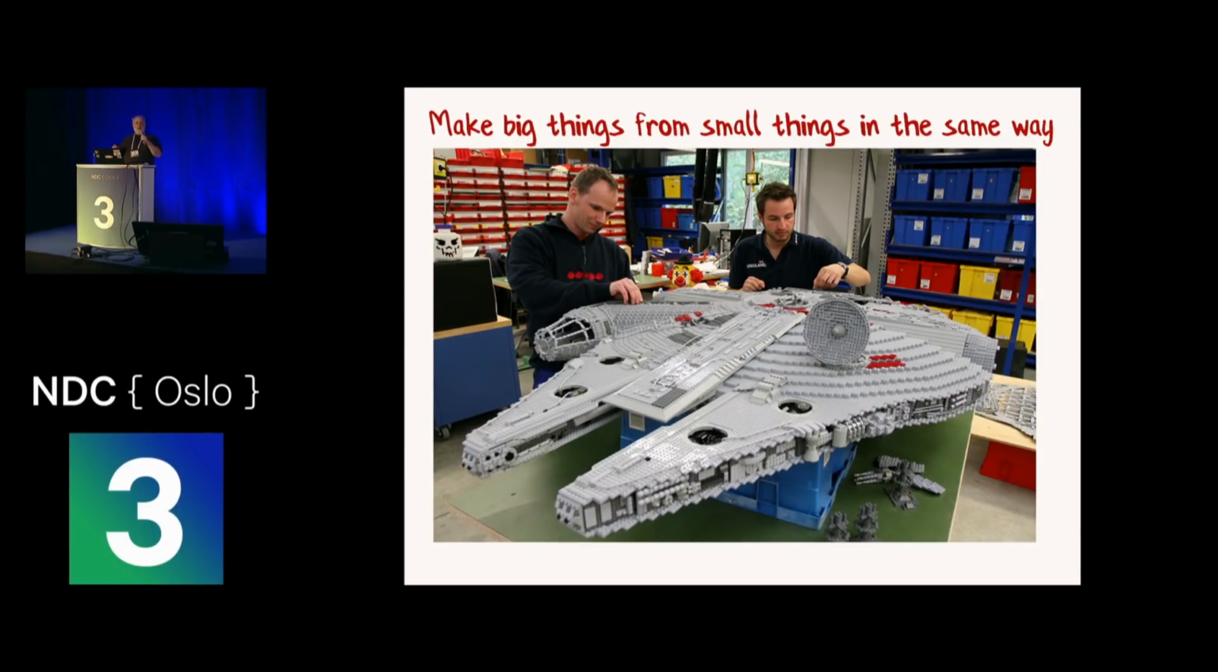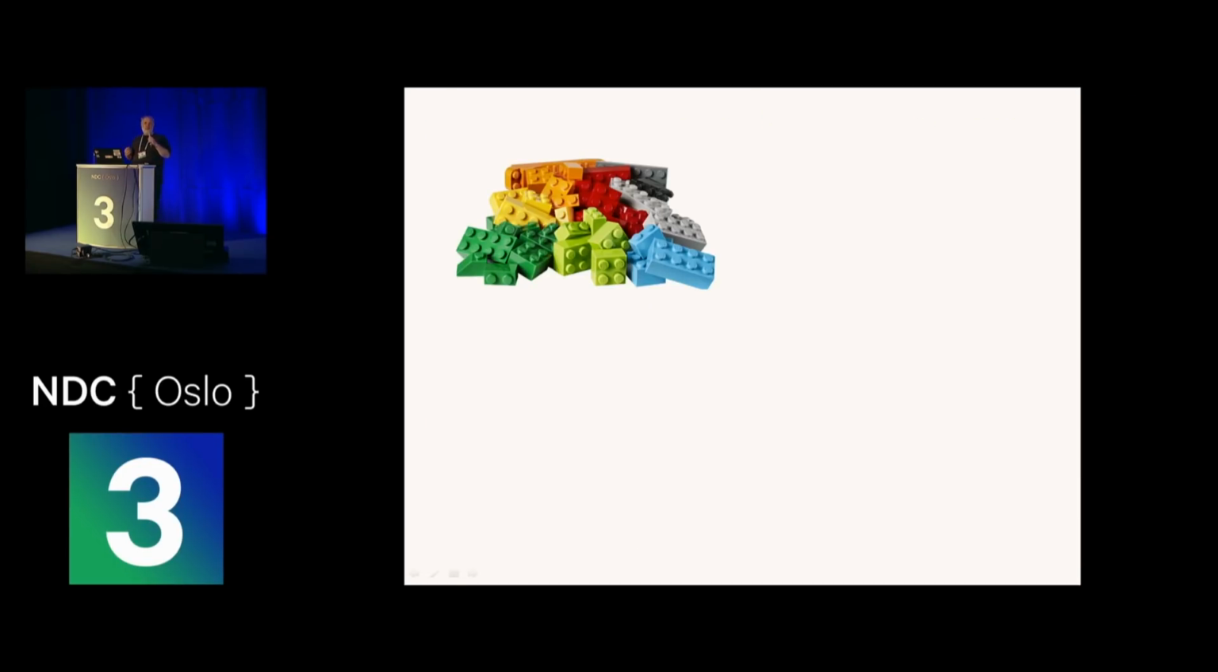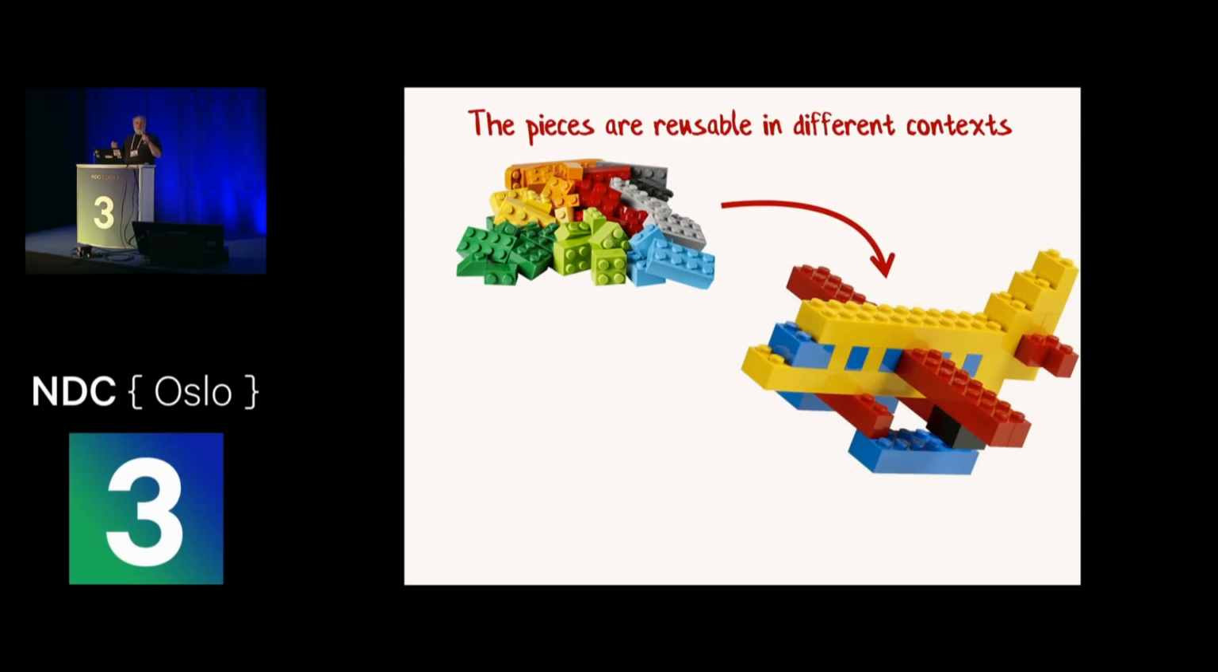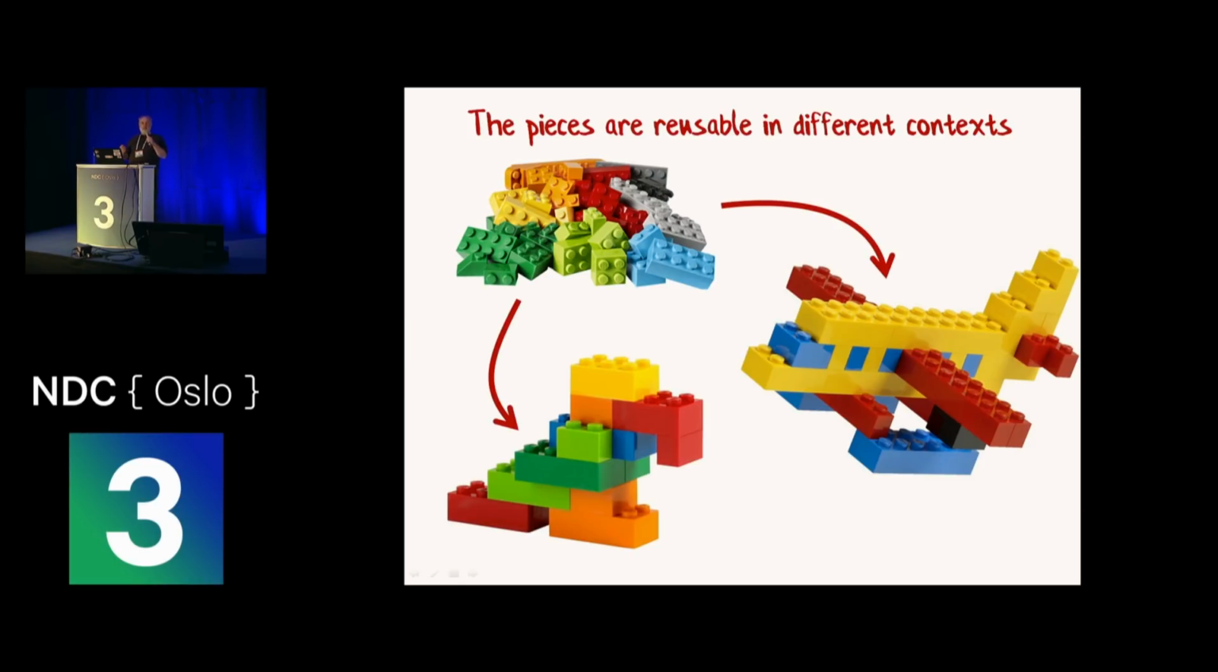So this thing of adding and adding and making bigger things out of small things, that is the whole principle of composition. Now, there's something else important, which is that the pieces are reusable. They don't just make one kind of thing. You can build a plane out of them, and then you can take the same pieces apart and reuse them in a different context. Okay?